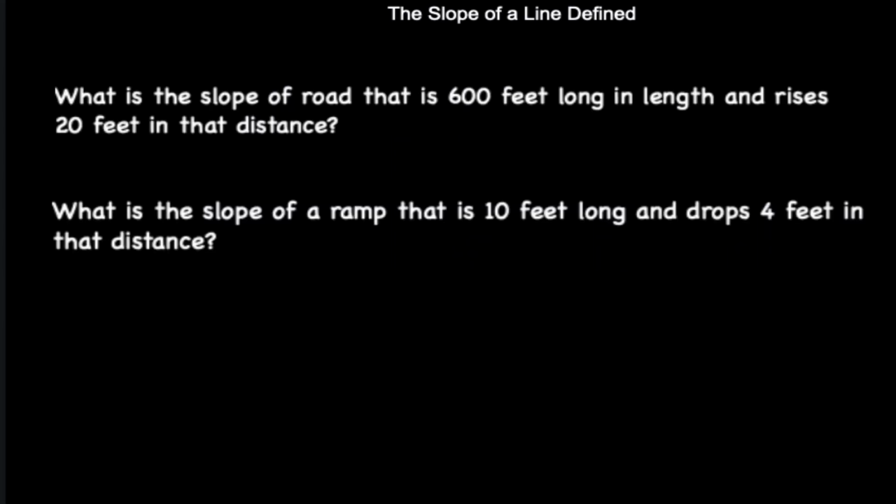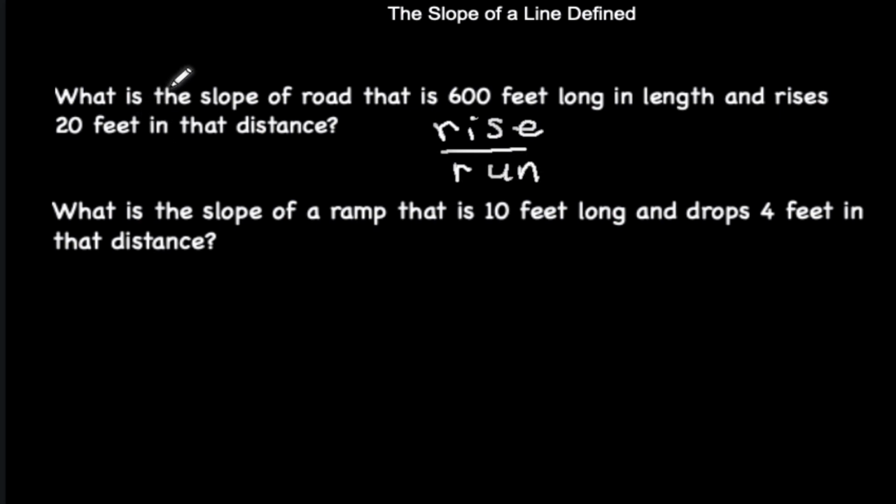Okay, so starting with the first question, it asks, what is the slope of a road that is 600 feet long in length and rises 20 feet in that distance? So notice, just use critical thinking. Okay, this is rise over run. And I will leave the answer in the description.